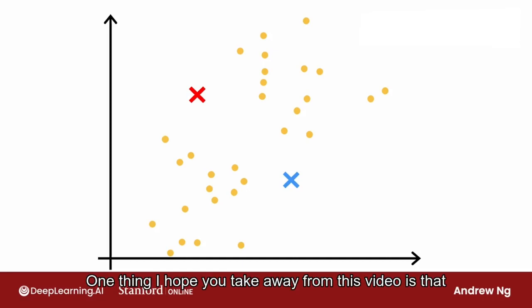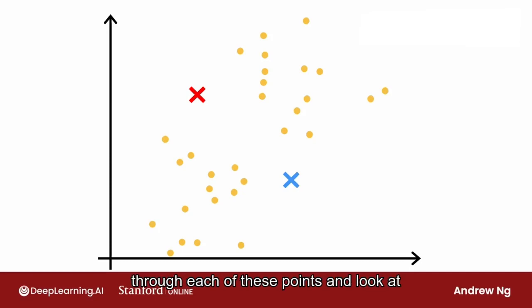One thing I hope you take away from this video is that K-means will repeatedly do two different things. The first is assign points to cluster centroids, and the second is move cluster centroids. Let's take a look at what this means. The first of the two steps is it will go through each of these points and look at whether it is closer to the red cross or to the blue cross.